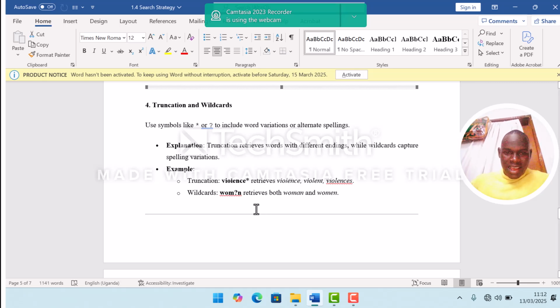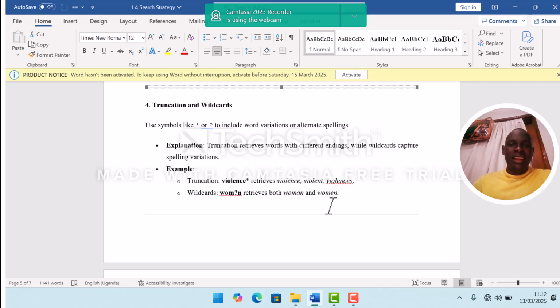Wildcards, like here, could be a word like woman, but here there is a question mark between M and N. So the wildcard addresses this spelling variation and makes it retrieve either woman or women. You can see the variation in such spelling habits. So what makes us see all those changes is wildcards.